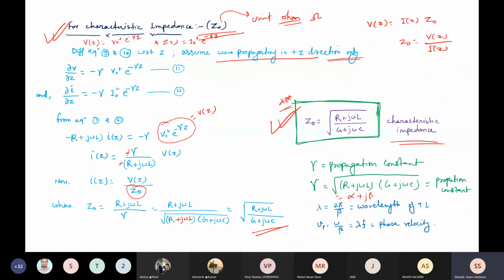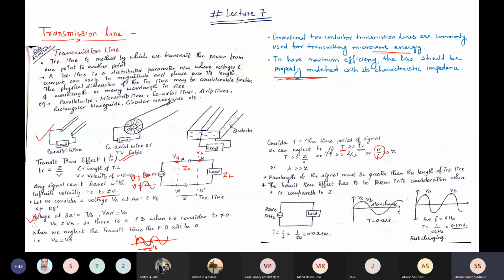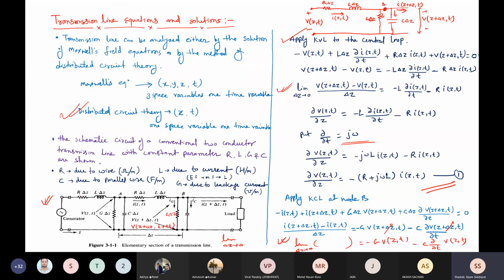So what we have studied today: we went through the overview of the transmission line. We went through the transit time effect, which is a major concern for the transmission line, or conventional tubes also. We'll see the transit time, transit angle effect again with conventional tubes. Next, we have transmission line equations, or the solution for the wave equation in transmission line.